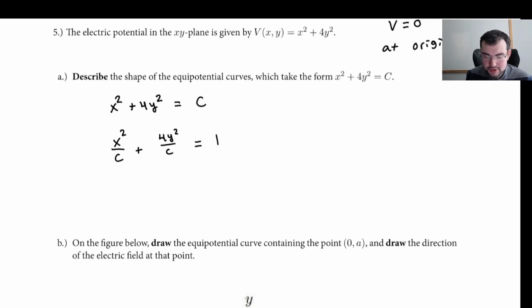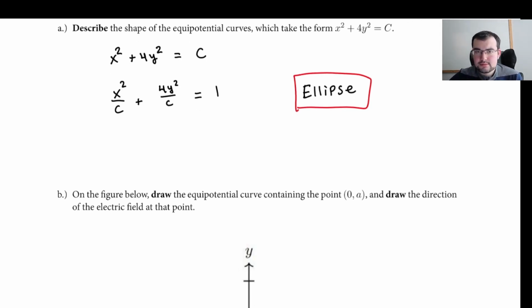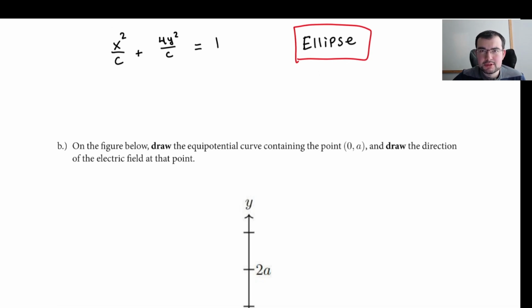If you're a conic enjoyer, you could manipulate this even more and find some axis lengths and things. But we have something squared plus something else squared equals 1, and that is the form of an ellipse. And as a bonus task, you could figure out the lengths of the minor and major axes for this ellipse by sending this guy to the denominator. You'd get like a square root of c and a square root of c over 2, I think.